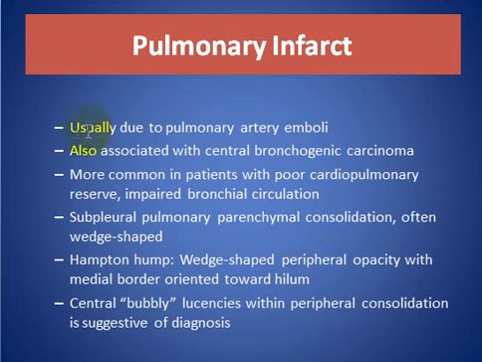Pulmonary infarction, usually due to pulmonary artery emboli, also associated with central bronchogenic pneumonia, more common in patients with poor cardiopulmonary reserve, impaired bronchial circulation. Subpleural pulmonary parenchymal consolidation, often wedge-shaped, Hampton hump: wedge-shaped peripheral opacity with medial border oriented toward the hilum. Central bubbly lucencies within peripheral consolidation is suggestive of diagnosis.